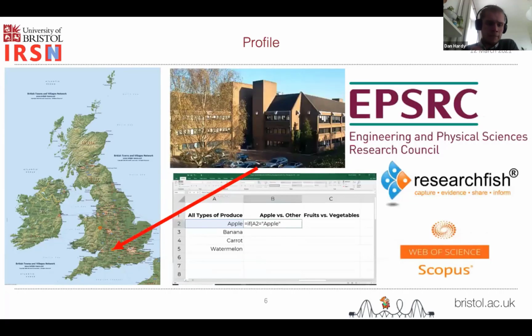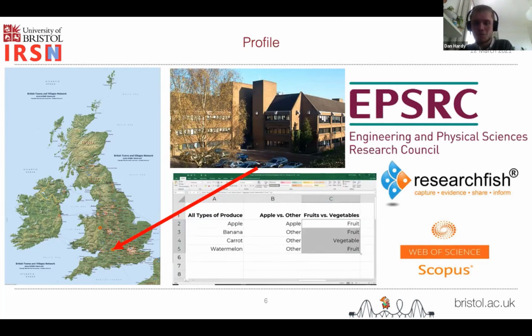And then I took a gap year after I was 18 to find out what to do, and I spent some time working at the Engineering and Physical Sciences Research Council. In practice, I just spent a lot of time on Excel going through Scopus and ResearchFish data, which was really boring and actually inspired me to do something a bit more interesting and apply to university for a subject which I thought I'd enjoy.